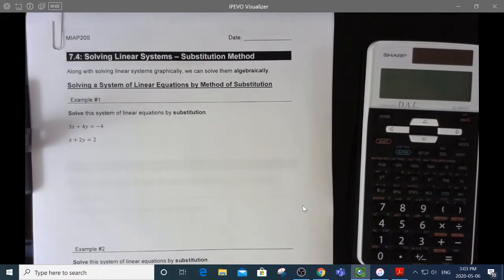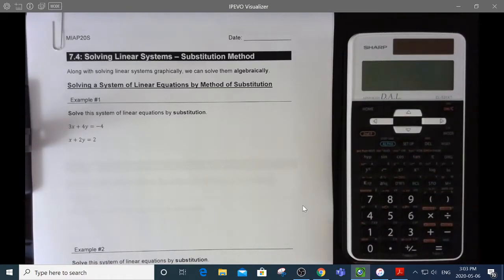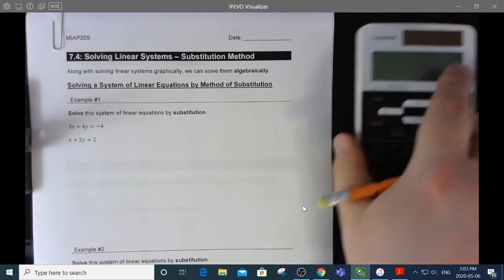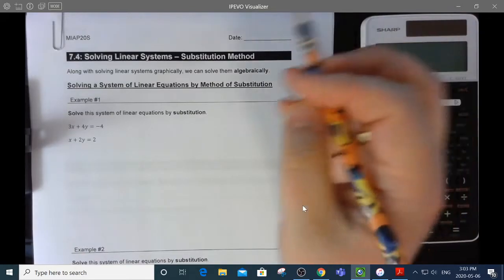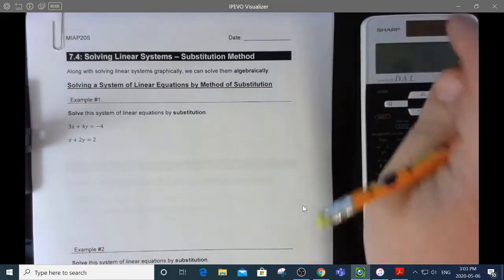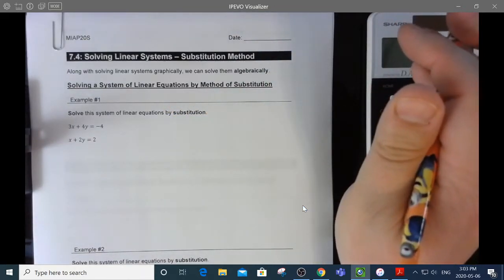The first lesson was 7.1 and 7.2, where we learned how to make a system of equations, and we learned how to solve them by graphing. Now we're going to move on to solving them purely by algebra. So we're going to use two methods. The first of the two methods we're going to use is called substitution.